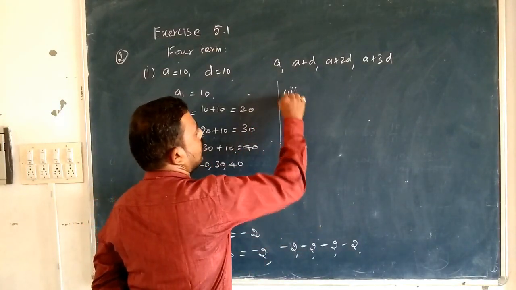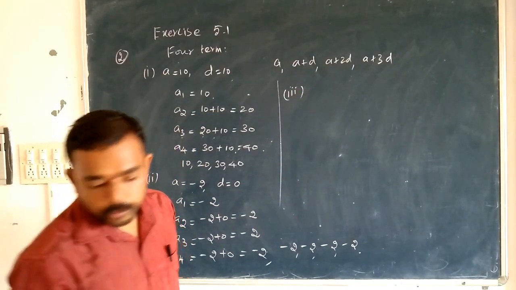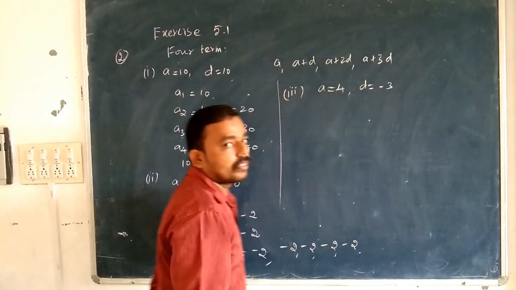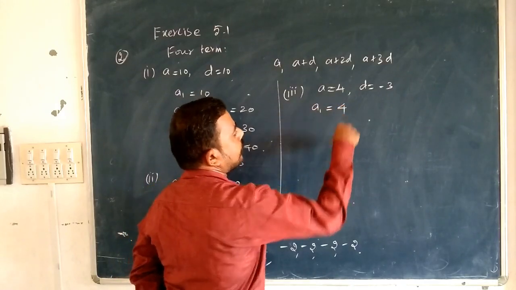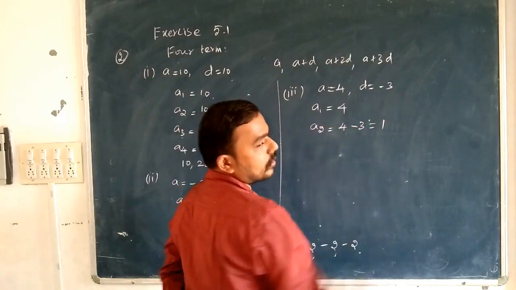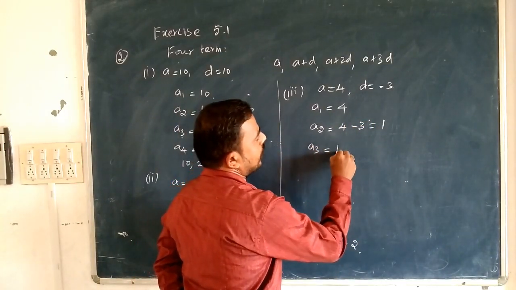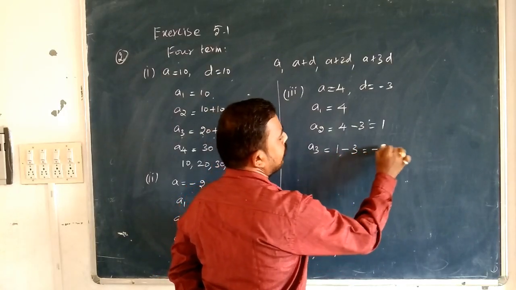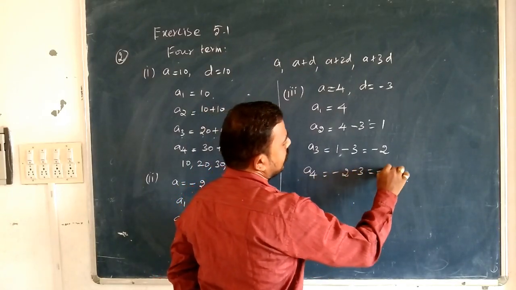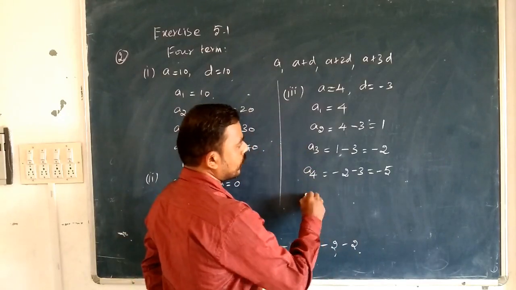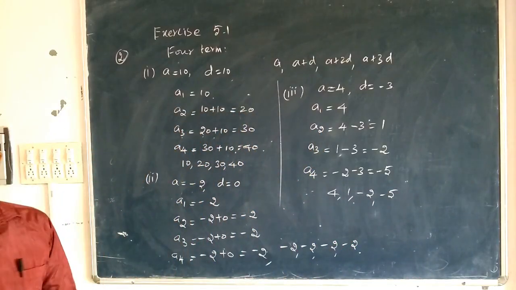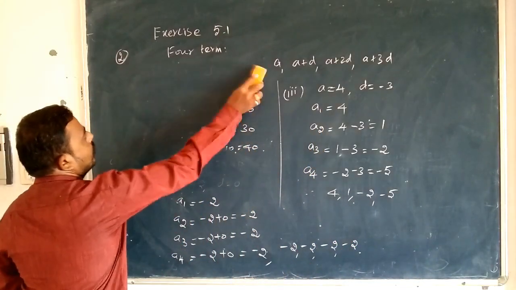Now come to the third one. A equal to 4, D equal to minus 3. So A1 equal to 4 and A2 equal to 4 minus 3, so 1. Next A3 equal to 1 minus 3, so minus 2. Next A4 equal to minus 2 then minus 3, so minus 5. That's all. So therefore 4, 1, minus 2, minus 5. This is the answer.